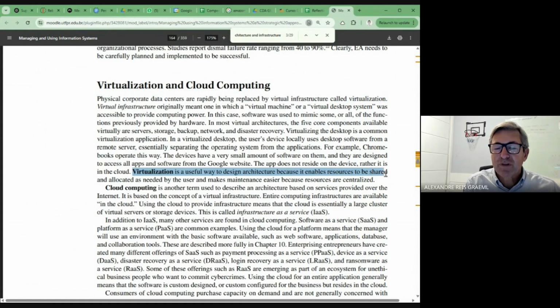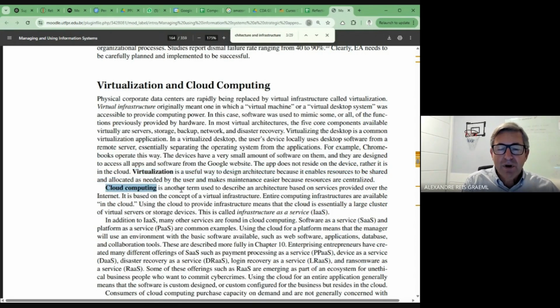And then they give an explanation: virtualization is a useful way to design architecture because it enables resources to be shared and allocated as needed by the user and makes maintenance easier because resources are centralized. Notice again, advantages of having centralized infrastructure or decentralized infrastructure. Decentralized infrastructure empowers those that are closer to where things are actually happening. Centralized infrastructures also reduce, we had not discussed this advantage here, but it even reduces the maintenance costs because you do it in one only location where you have probably people that are assigned specifically to do that.